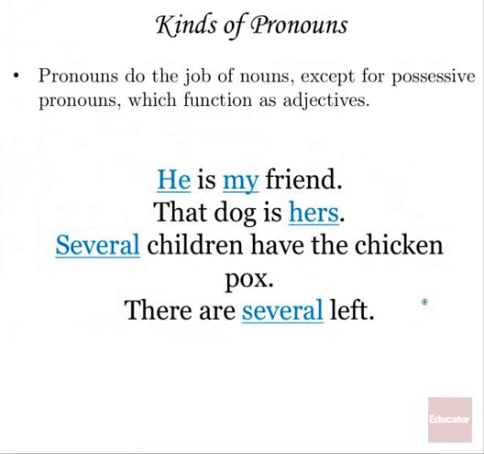Pronouns do the job of nouns except for possessive pronouns, which do the job of adjectives. So he is my friend. He is a personal pronoun, and my is a possessive pronoun. That dog is hers, possessive again. Several children have the chicken pox, and where it's functioning as an adjective, not a pronoun. And there are several left. There it is, functioning as a pronoun. It's replacing something else. There are several somethings left. So, some pronouns can do the job of adjectives temporarily, but they kind of stop being pronouns at that point.